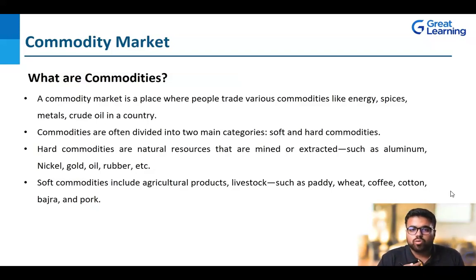Then come the soft commodities. Soft commodities include agricultural products and livestock, like paddy, wheat, coffee, cotton, you name it. Most of the things that are directly grown on land probably come under the commodity market. And also livestock like pork. So all these commodities are also traded like forex currencies. So they have spot, futures, and forwards. Similarly, commodities also have spot, futures, and forwards.